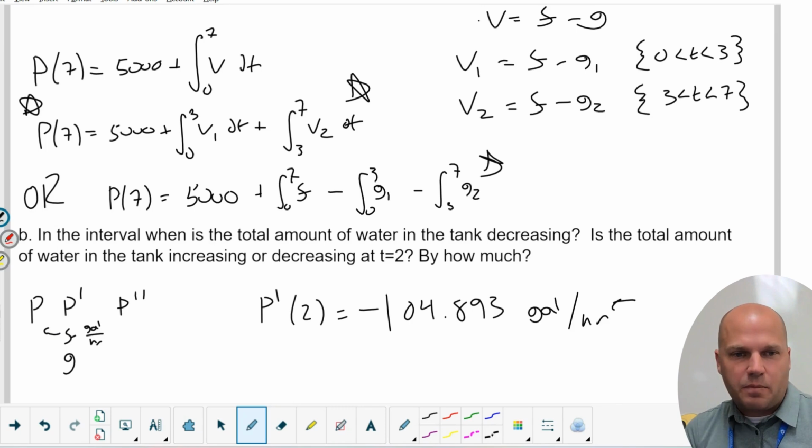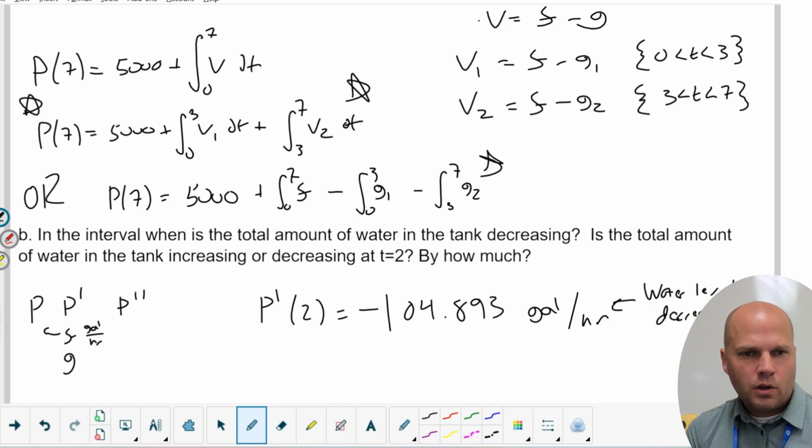So this is telling me how the position is changing. You'd say the water level is decreasing by 104.893 gallons per hour. There's your Y's per X, gallons per hour.